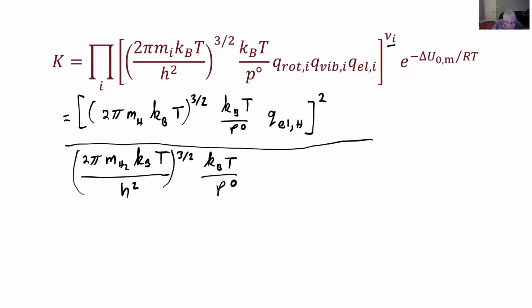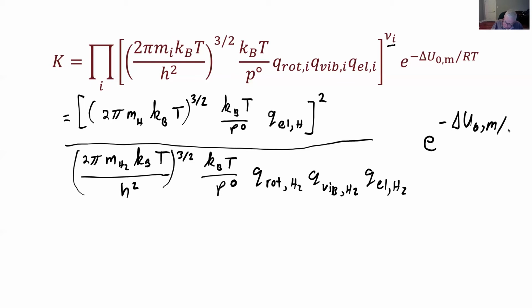And I've got now my Q's for the rotation, Q vibration. My electronic piece is 1. I'll write it down here just so we know we didn't forget it, but it's not going to change anything, right? And then over here, I've still got e to the minus delta U0m over RT. Okay. So what I'm going to do is a little bit of simplifying to get ready to load in the things that we did before.